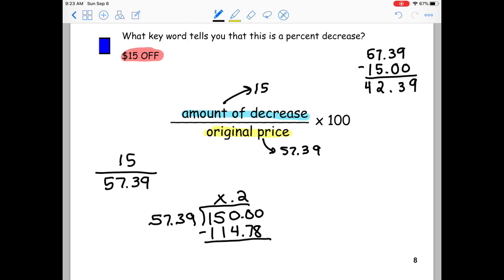If we subtract this, we get 150 minus 114.78. That gives me $35.22. $57.39 can't go into this, so we need to bring another 0 down. So how many times can $57.39 go into 350, 220? Let's see. 35220 divided by 57.39 goes in about 6 times. We're going to stop there because it's going to be a repeating decimal, and we just need a roundabout percentage.